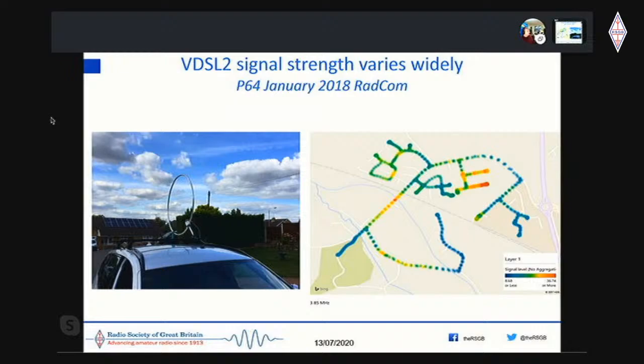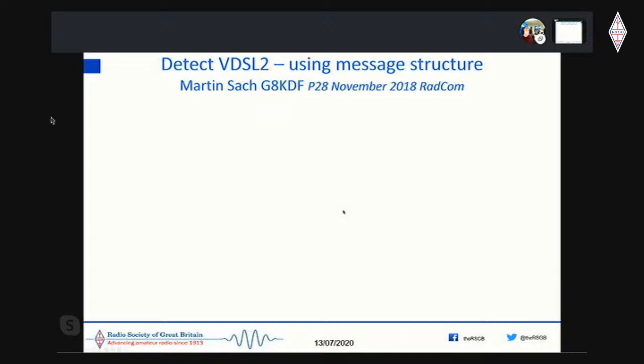So what we needed was the ability to detect VDSL messages. And Martin Sack, G8KDF, who was involved in writing some of the original software for VDSL, came to the rescue with his knowledge of the actual message structure used by VDSL. It encodes the signals using some complicated modulation called quadrature amplitude modulation, and that allowed it to use 8 amplitudes and 8 phases to encode 64 bits of information onto a symbol. But to us poor amateurs sitting and listening on our radios, all we heard was white noise.